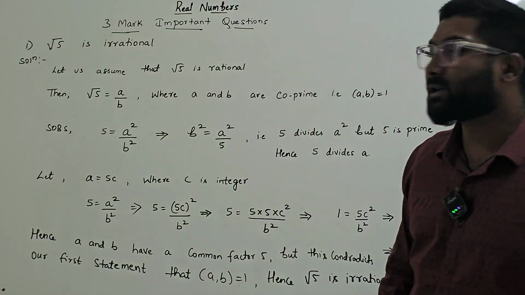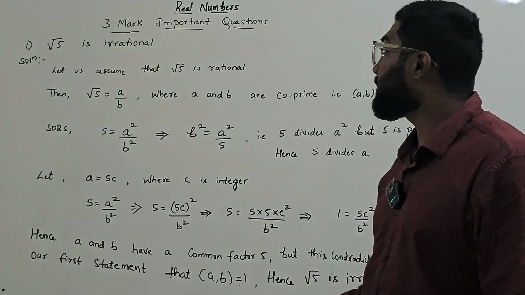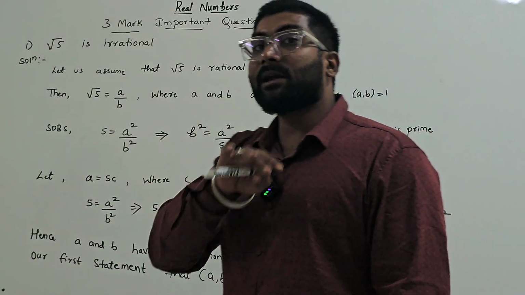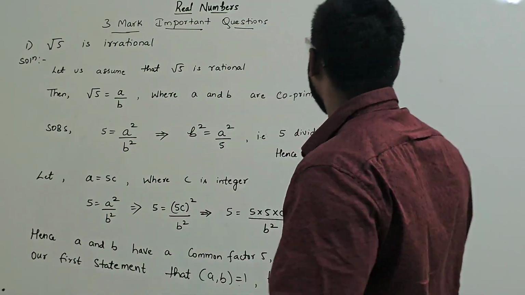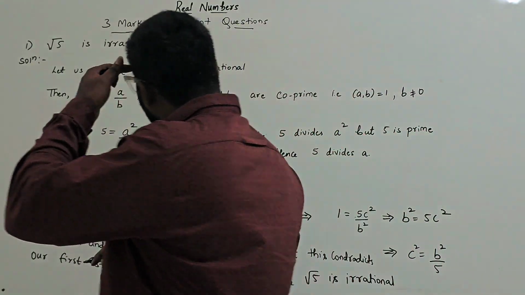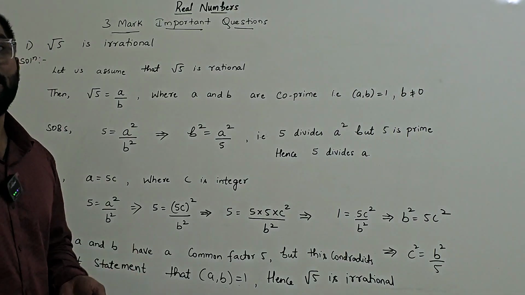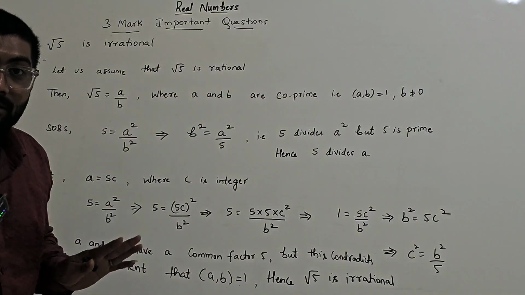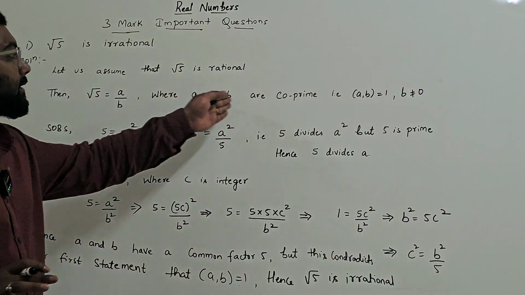The same procedure, students. Let us assume root 5 is a rational number. We are assuming that root 5 is a rational number. Then you have to write it as root 5 is equal to a by b. Last time I wrote p by q in the 2 marks question. Students, you can write any number. Try to understand this: a by b, c by d, p by q, or my name Sanjay by Rajkumar. Anything you can write. Here, root 5 is a by b, where a and b are co-prime numbers.